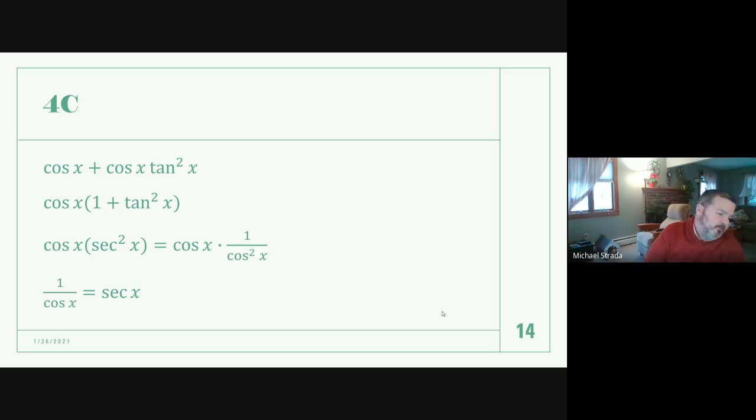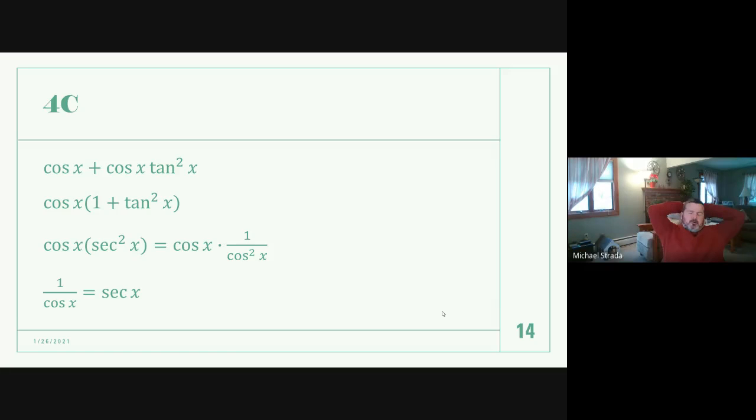All right, and then there's 4c, cosine x plus cosine x tangent squared x. Hopefully you recognize they both have cosine x as a factor, so you pull that out. The result is just like factoring out a variable term. We divide, the result would be 1 plus tangent squared x inside. By Pythagorean identities, 1 plus tangent squared x is secant squared x.